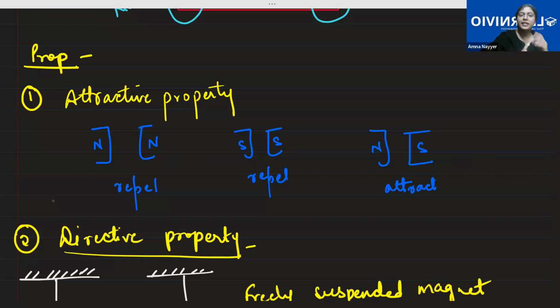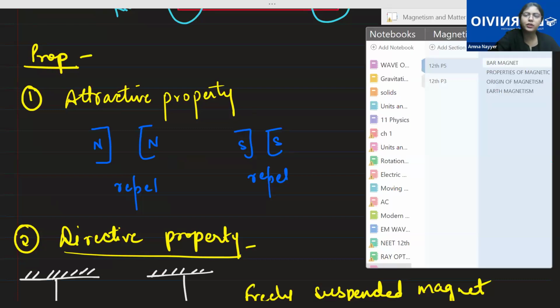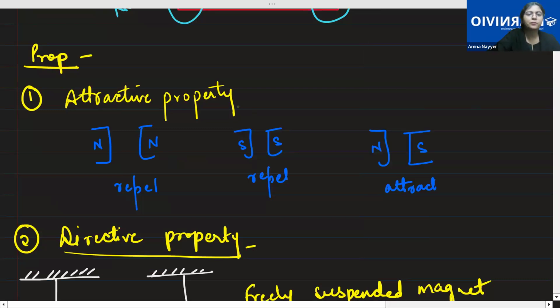So, properties of, we are studying the bar magnet. Let's complete a major portion of this. Most of the notes I've pre-written for you because time will be wasted. The other theory I have written, origin of magnetism and all, so it won't take time. So let's complete this chapter also.